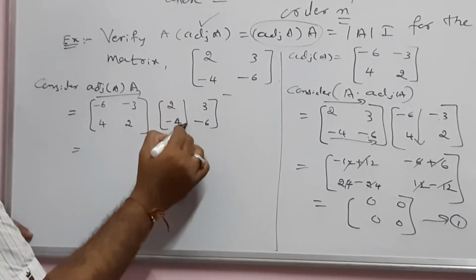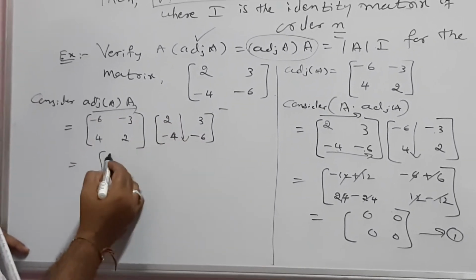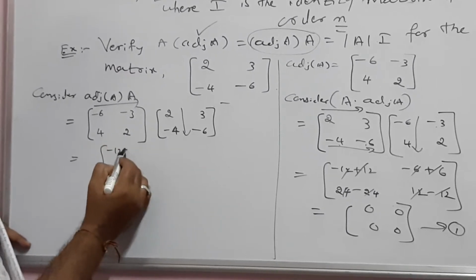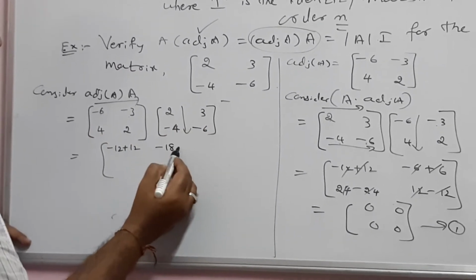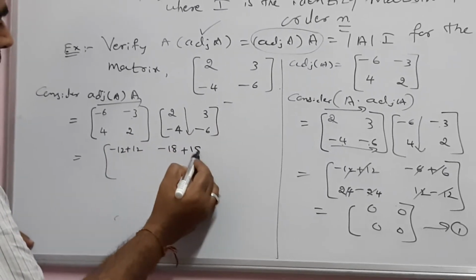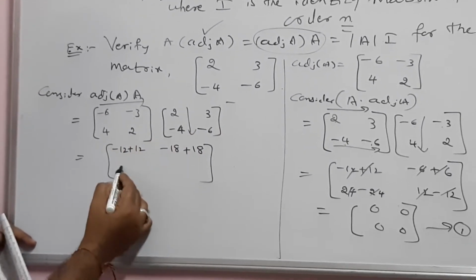Once again you consider row and column. Minus 6 into 2 is minus 12, plus minus 3 into minus 4, the product is plus 12. And minus 6 into 3 is minus 18, plus minus 3 into minus 6, that will be 18. And 4 into 2 is 8.